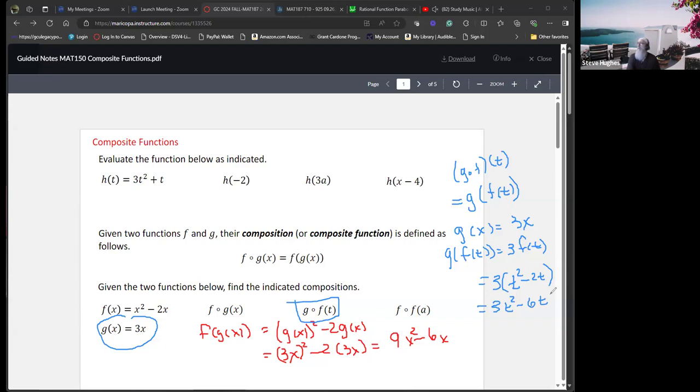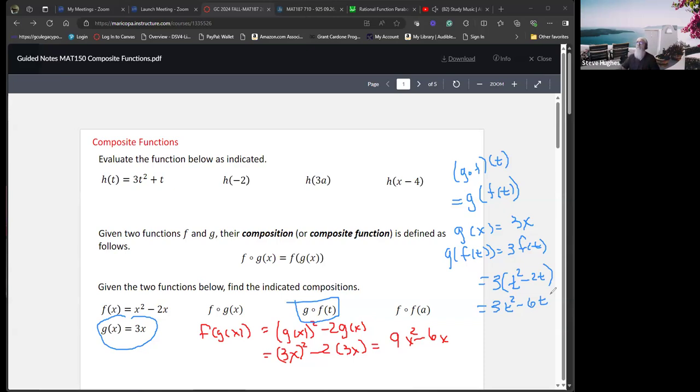All right, and I'm done. So it doesn't matter, everybody. It doesn't matter which way I go. Am I doing g composite f of t? Am I doing f composite g of x? The order doesn't matter at all. All that matters is that I take that function that has the variable, whether it's x or t, it doesn't matter what it is, and replace it with the function, okay?